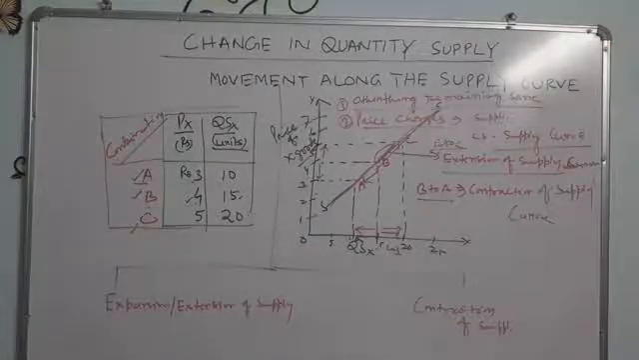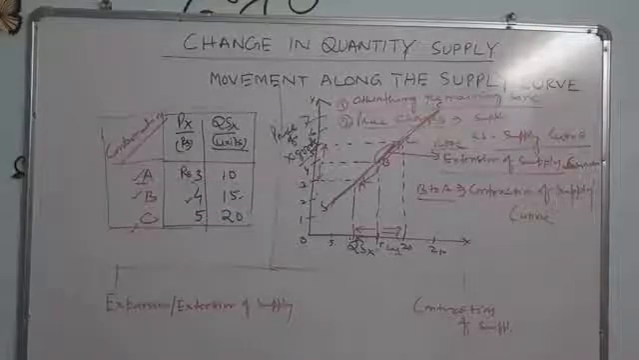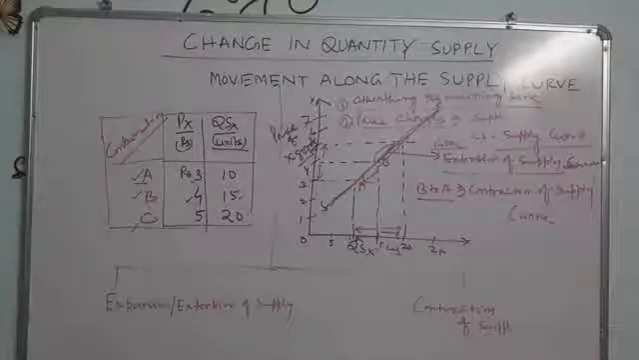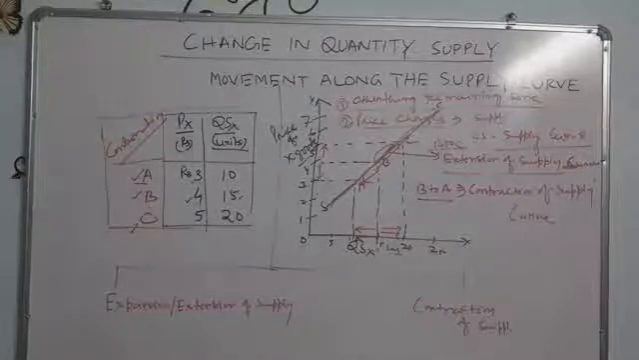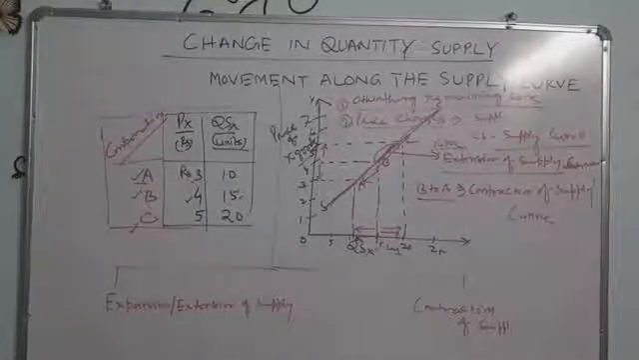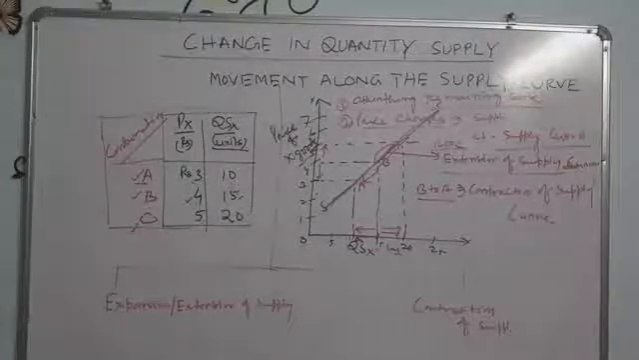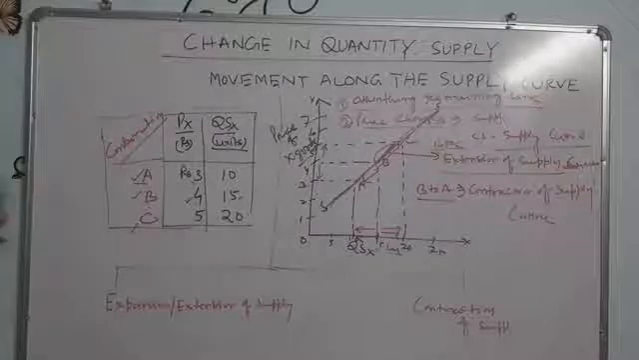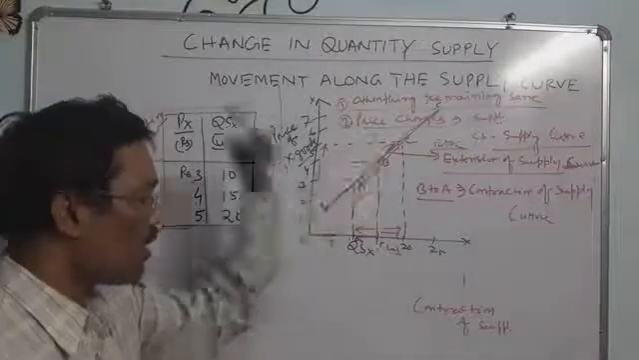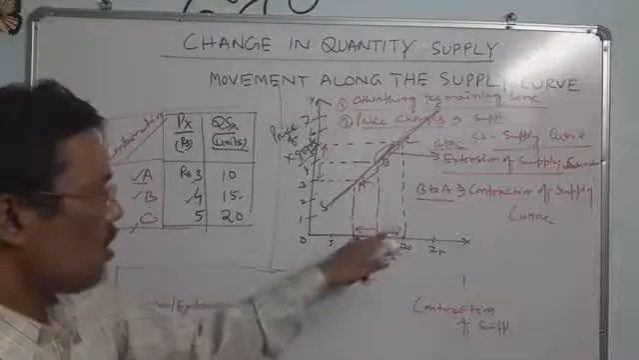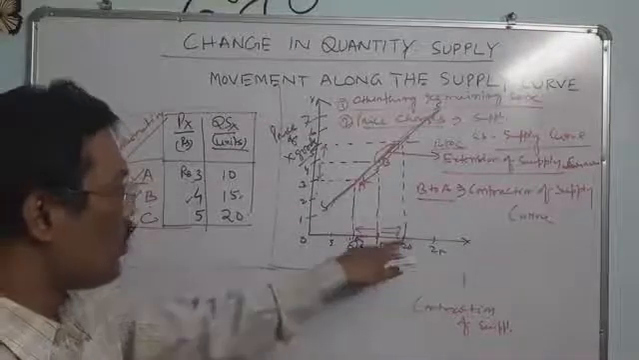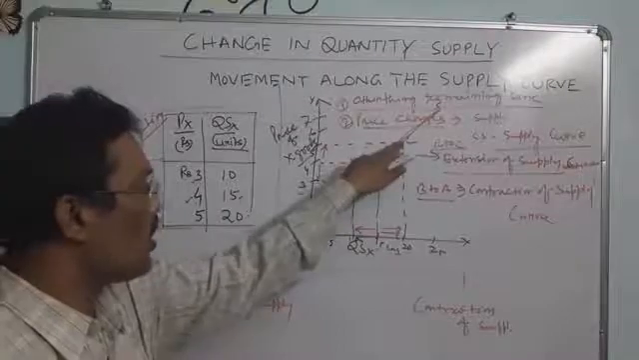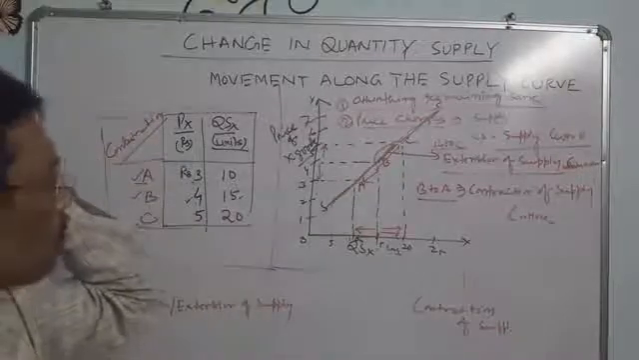Expansion or extension of supply refers to a rise in supply due to a rise in the price of the good. It means when price increases from 4 rupees to 5 rupees, quantity supplied increases from 15 to 20 units. That is called the extension of supply, and the movement on the same supply curve from B to C is known as the extension of supply.